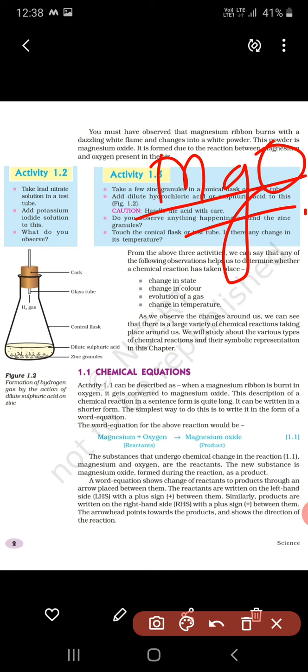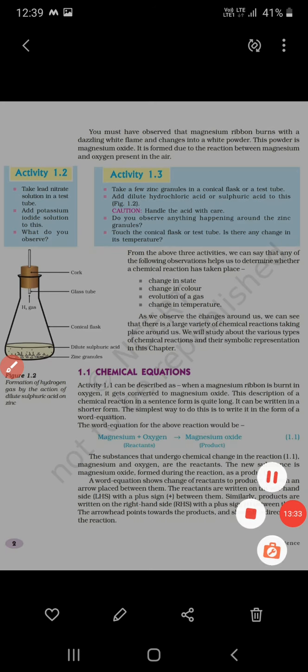And how do we observe whether a reaction that happened is chemical or physical? There are certain points, as we already discussed: change in state, change in color, evolution of gas, and change in temperature. Our next topic is the chemical equation. We will discuss this topic in tomorrow's class. So here we stop.